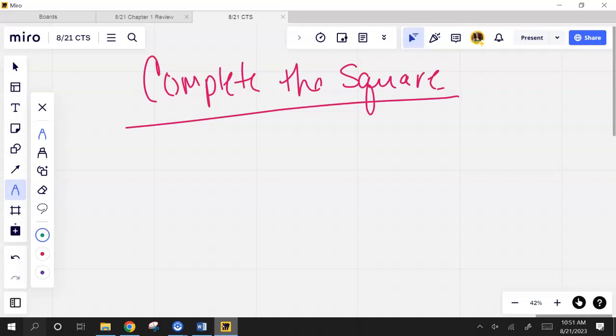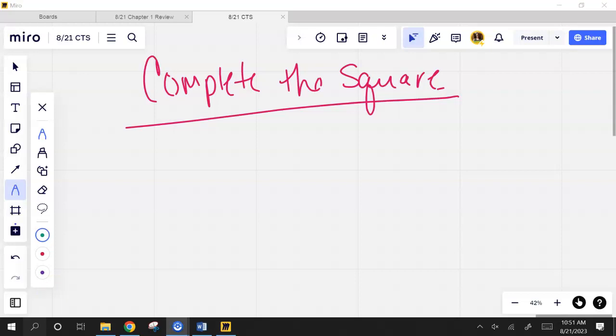Let's talk about complete the square. Friday. It's supposed to be Thursday, but I think I'm gonna push it back to Friday. I've got it scheduled right now for Thursday, but I think it's gonna be Friday. Today, and we'll really practice with it tomorrow.